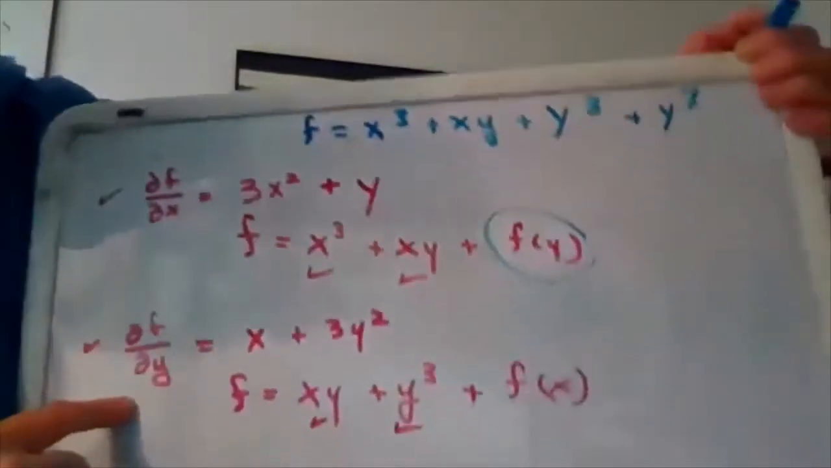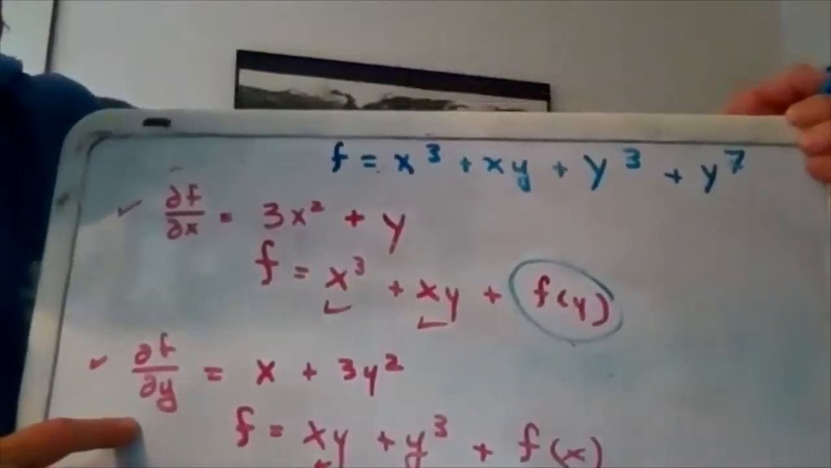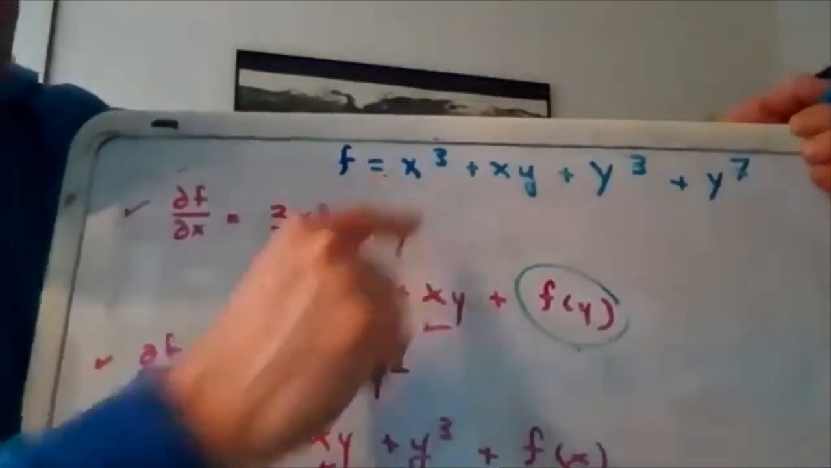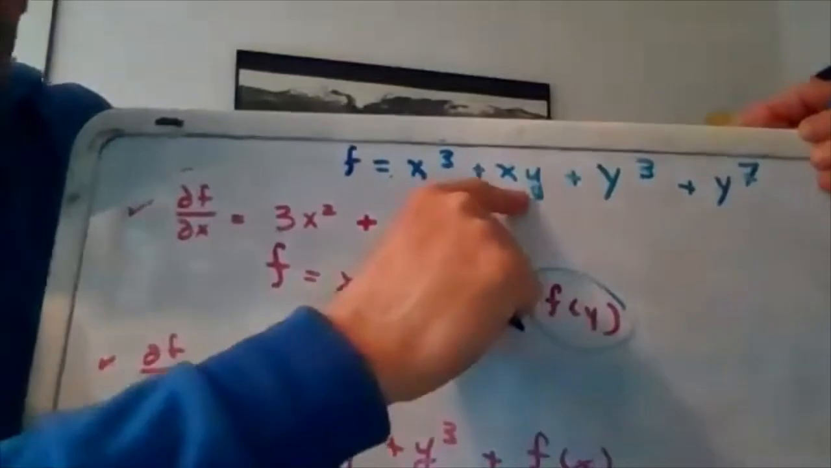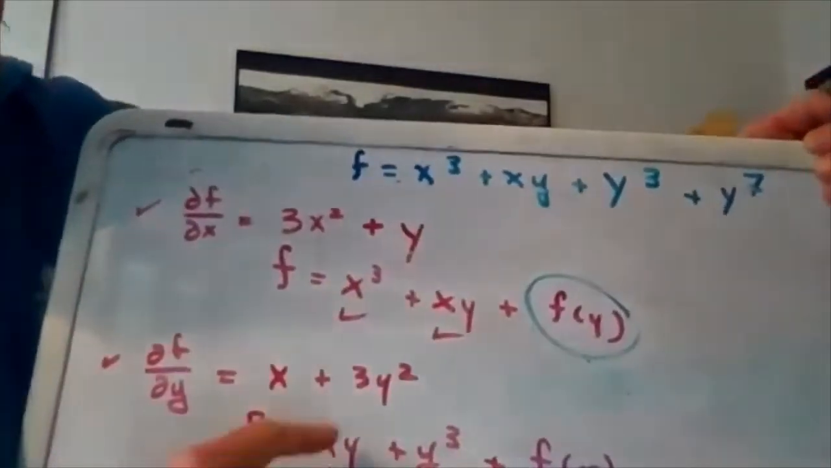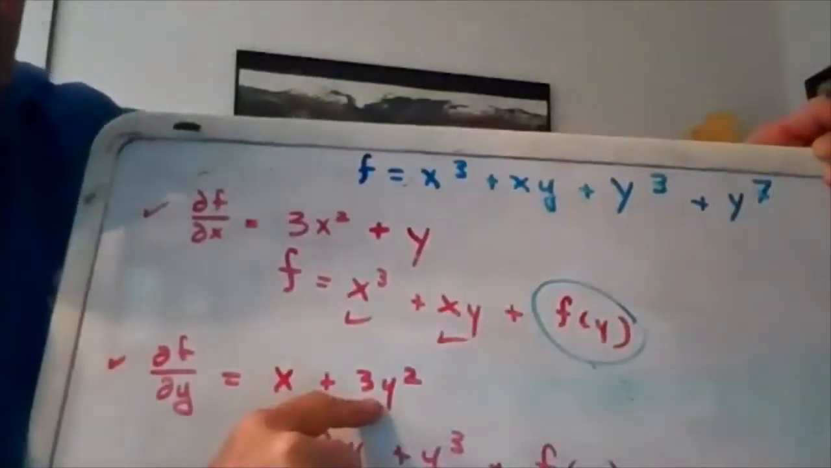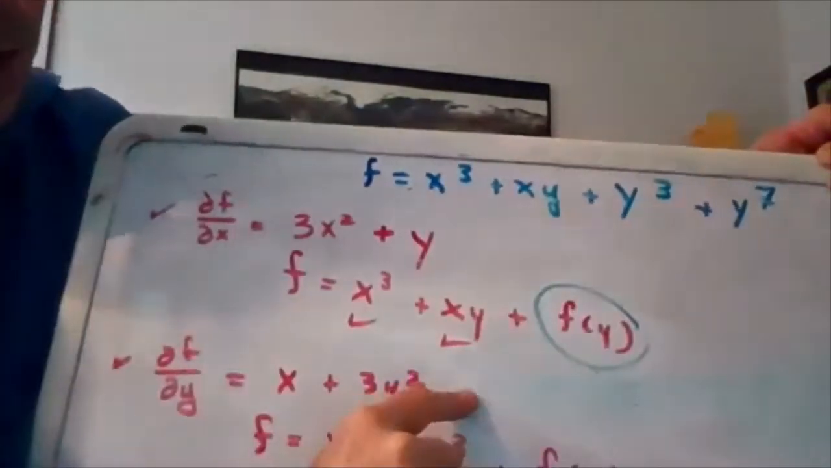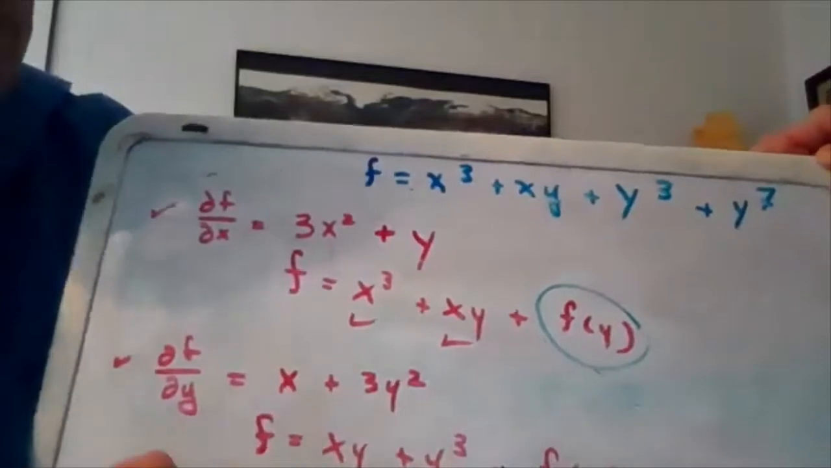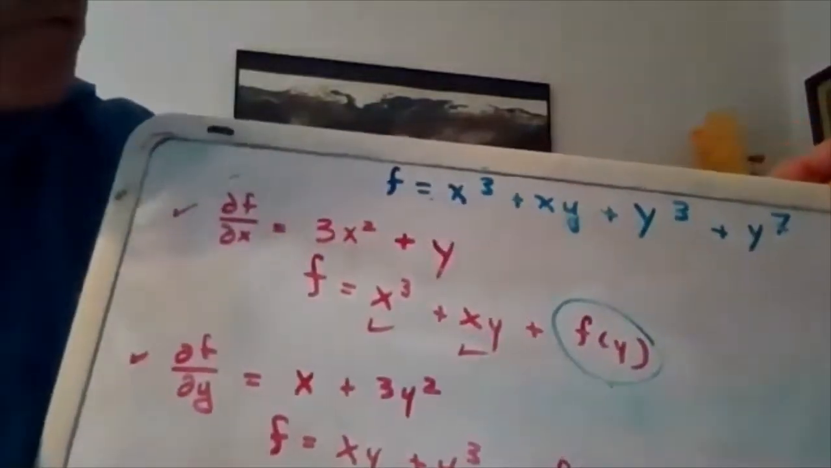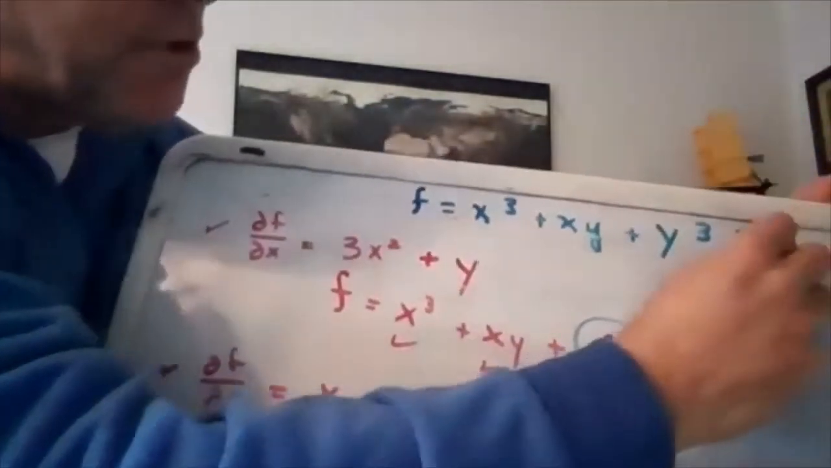But how about the y partial? Does it work for the y partial? So here we go. X cubed, that's 0, that works. xy, I get x, that's good. And y cubed, I get 3y squared. Y to the 7th, though, I would get 7y to the 6th, and we don't want that there. So we're not going to throw on some sort of additional function of y.